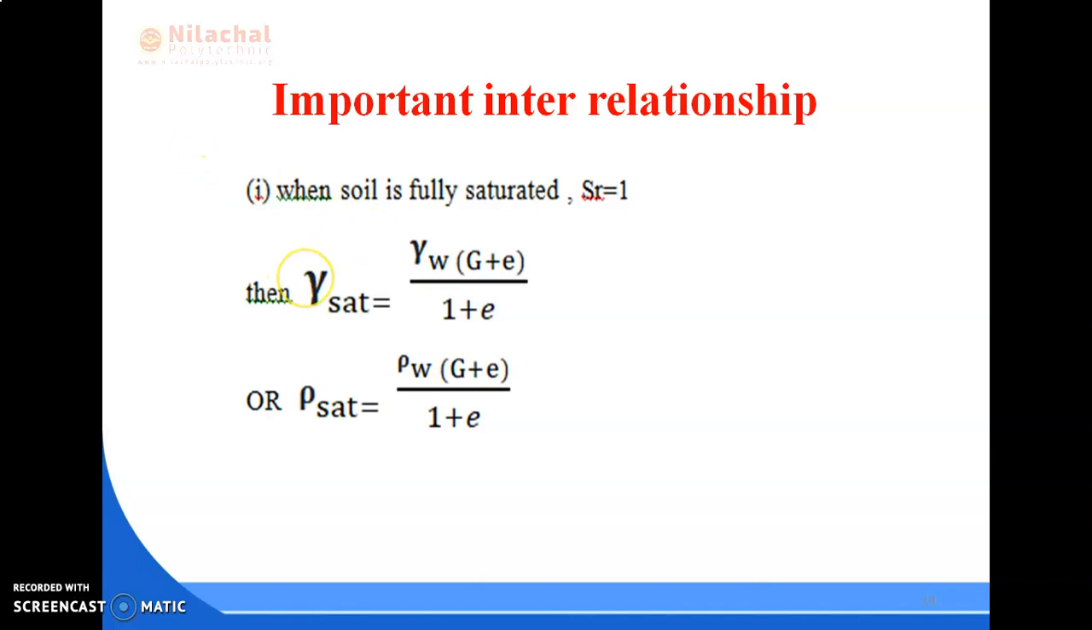First condition is when the soil is fully saturated. For fully saturated soil, the degree of saturation SR equals 1. Then gamma changes to gamma sat equal to gamma W into (G plus E), as in place of SR the value is 1, so the formula changes to 1 by 1 plus E. So the final output is gamma sat equal to gamma W (G plus E) by 1 plus E, or in terms of rho, rho sat equal to rho W (G plus E) by 1 plus E.